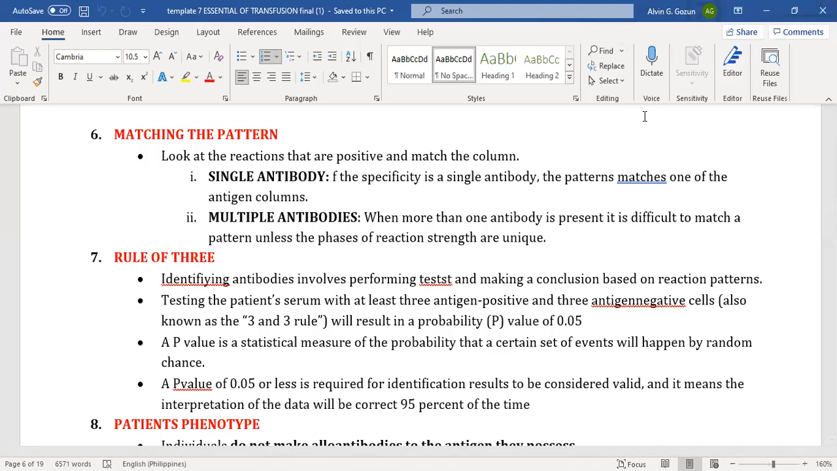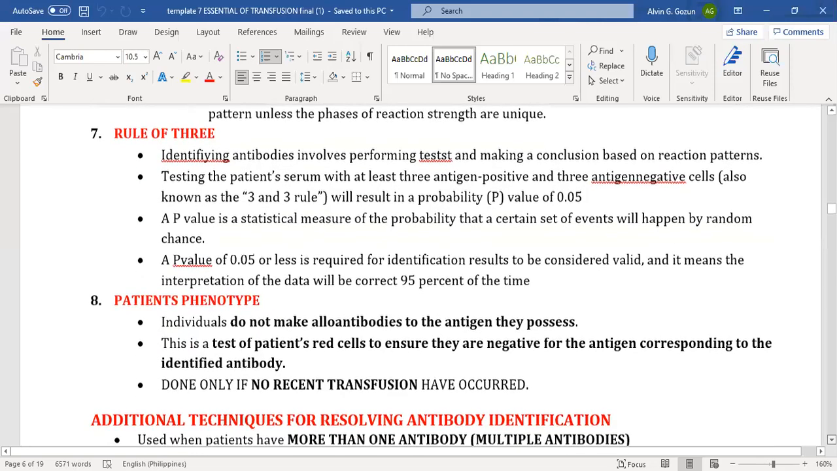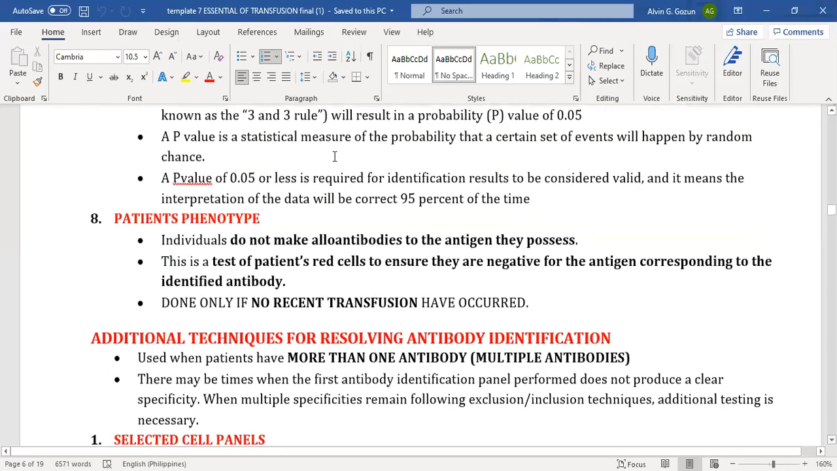Again, gusto ko lang malaman ninyo yung principle or yung mga informations na kailangan or the technique on doing it. Kaya ko pinagawa sa inyo. Para if ever soon, baka may tanong lang about the antibody identification, mainly yung sa exclusion, or ruling out, yung sa column natin, sa panel, alam nyo, okay? So, rule of 3, wag na masyado. Patient phenotype, wag na masyado.